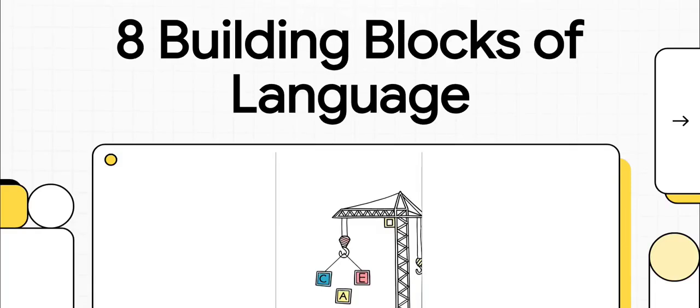Have you ever just stopped and wondered how we take a whole mess of words and sounds and somehow turn them into sentences that actually mean something? Well, it all boils down to just eight fundamental building blocks. And today, we're going to pull back the curtain and see how these tools, the parts of speech, are basically the secret architects of everything we say and write.